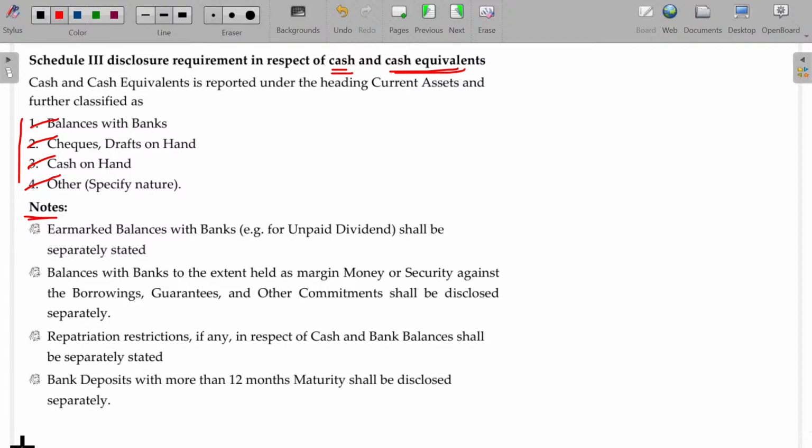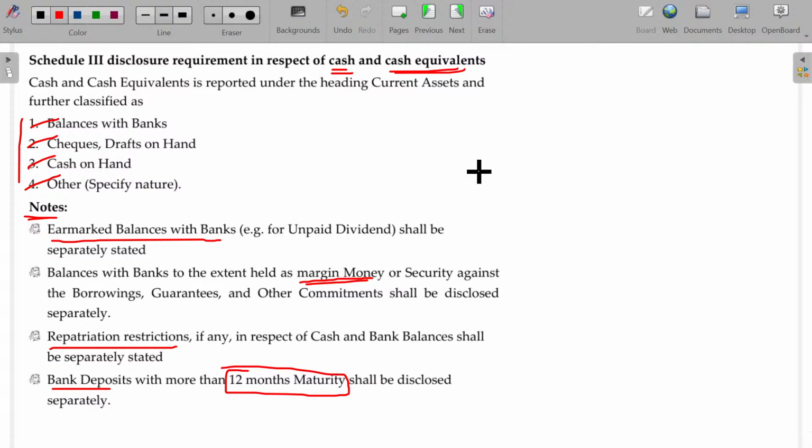Provided you have to give the notes. Earmarked balances with banks shall be separately stated, that is, balances with the banks to the extent held as margin money or security against borrowings. And if there are any repatriation restrictions in respect of the cash and bank balances, they shall be separately stated. And bank deposits with more than 12 months maturity shall be separately disclosed.